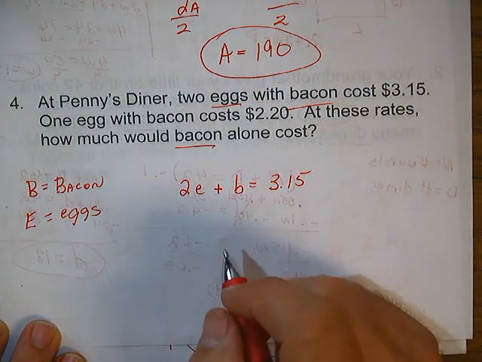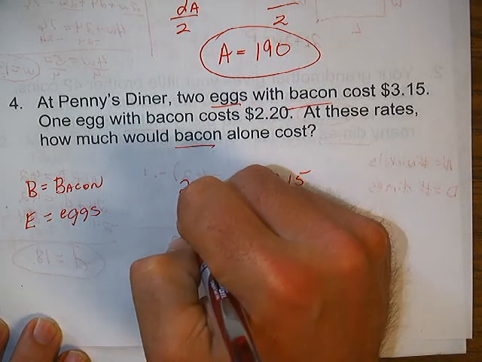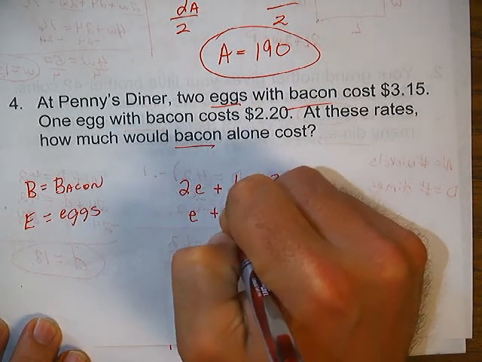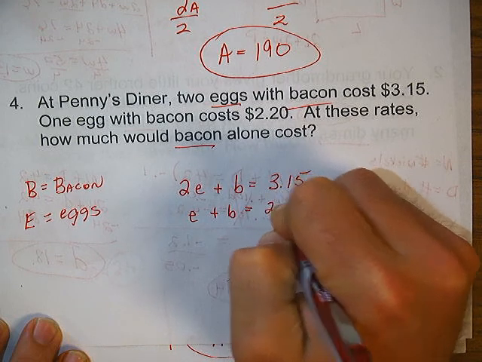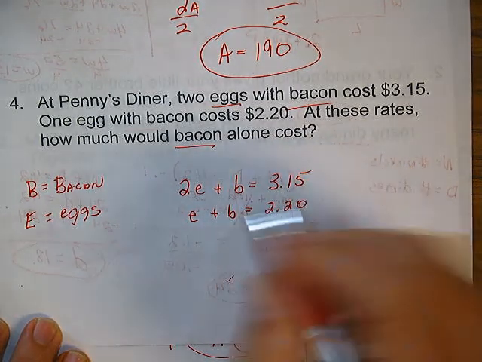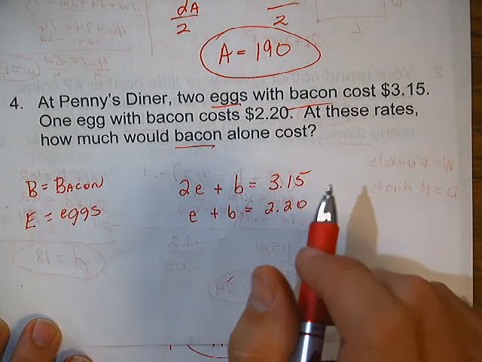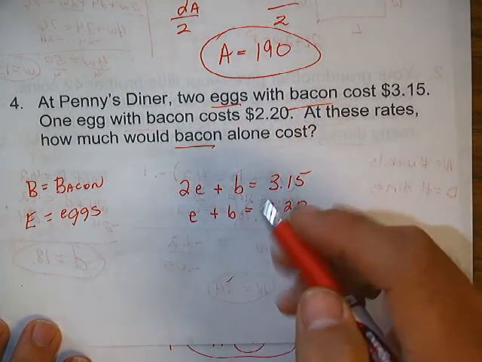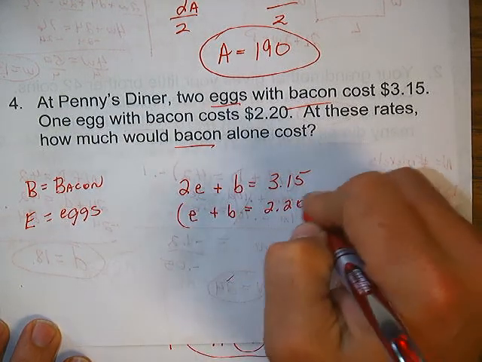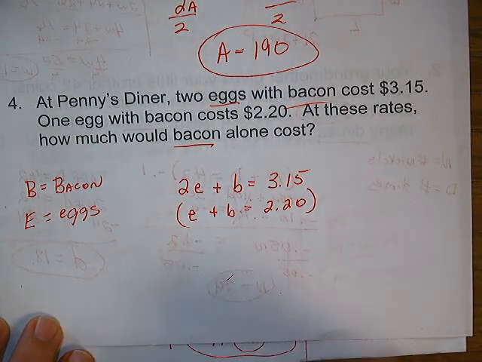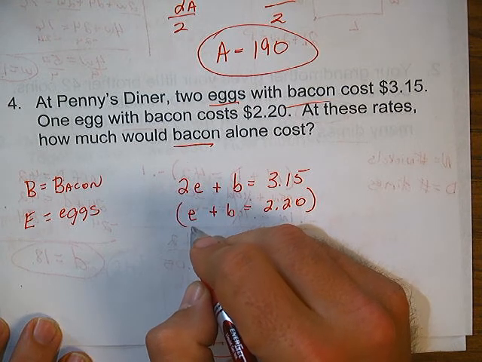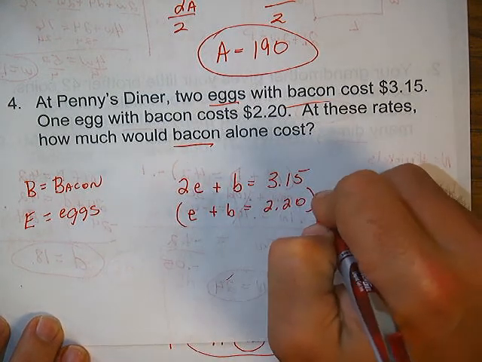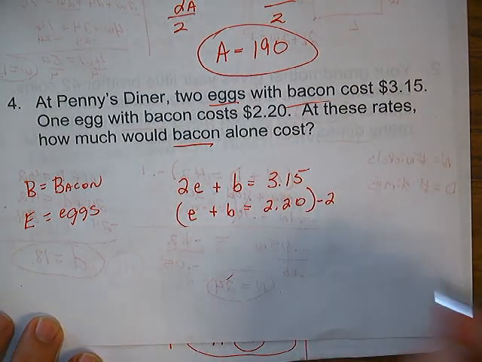Next sentence, 1 egg with bacon. So 1E plus B equals $2.20. How much would bacon alone cost? So we want to solve for B. So let's eliminate the E's. To do that, I'm going to multiply this second equation. Since that says 2, I want this one to say negative 2. So I'm going to multiply the whole thing by negative 2.